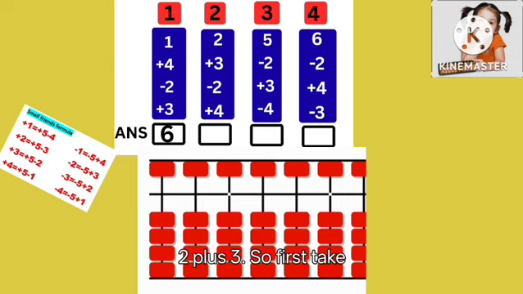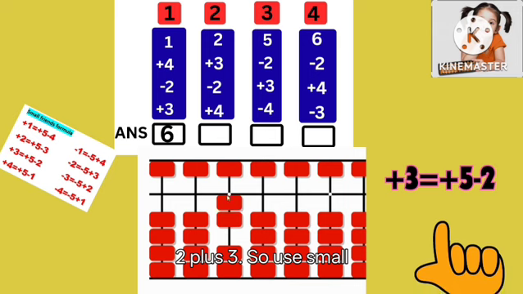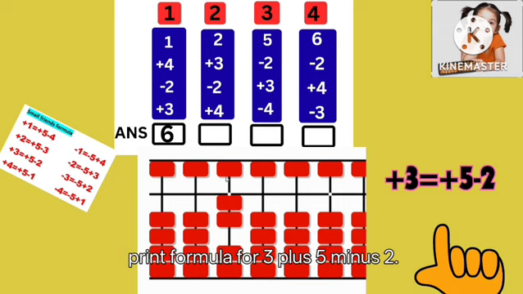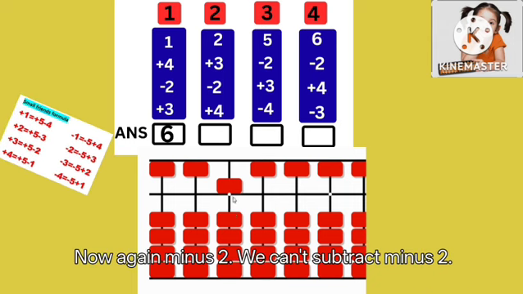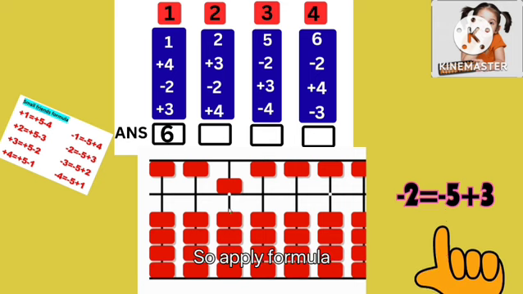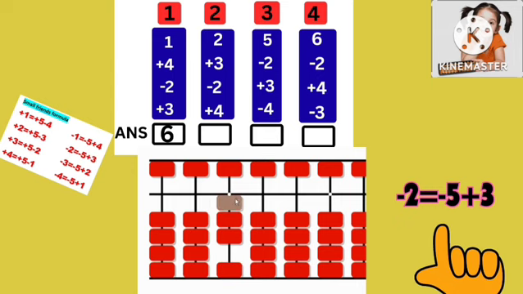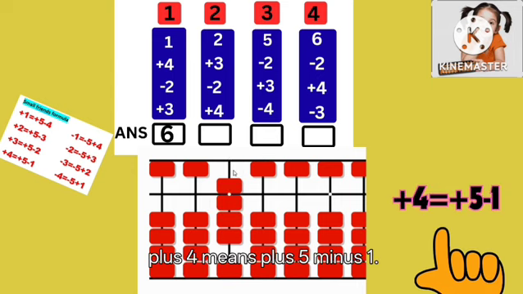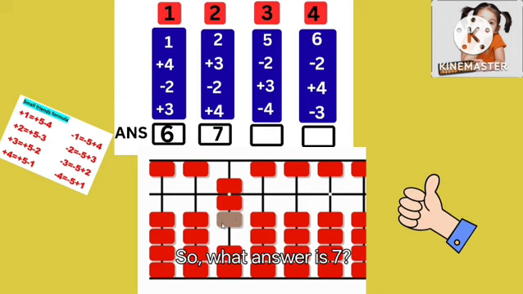2 plus 3. So first take 2 plus 3. So use the small friend formula for 3: plus 5 minus 2. Now again minus 2. We can't subtract minus 2. So apply the formula minus 5 plus 3, plus 4. Plus 4 means plus 5 minus 1. So our answer is 7.